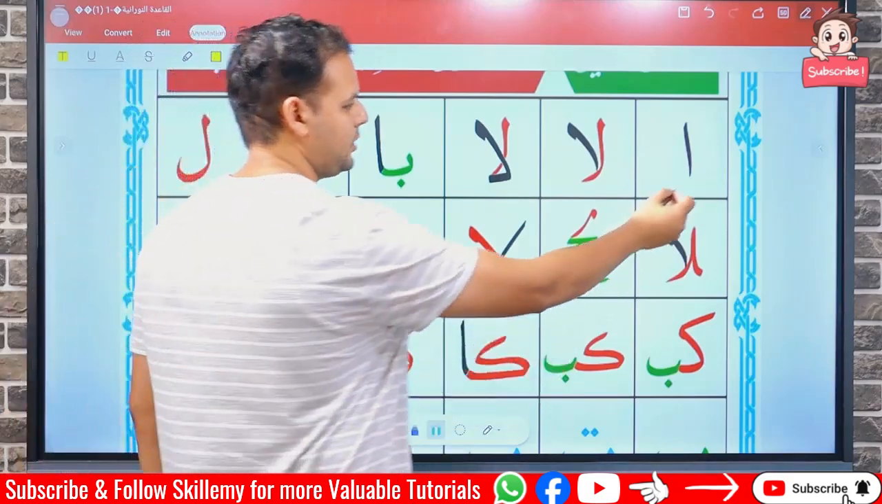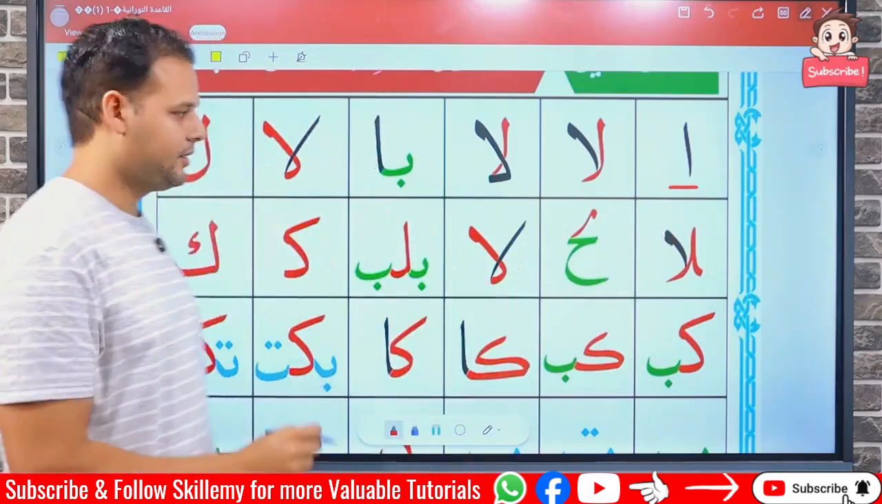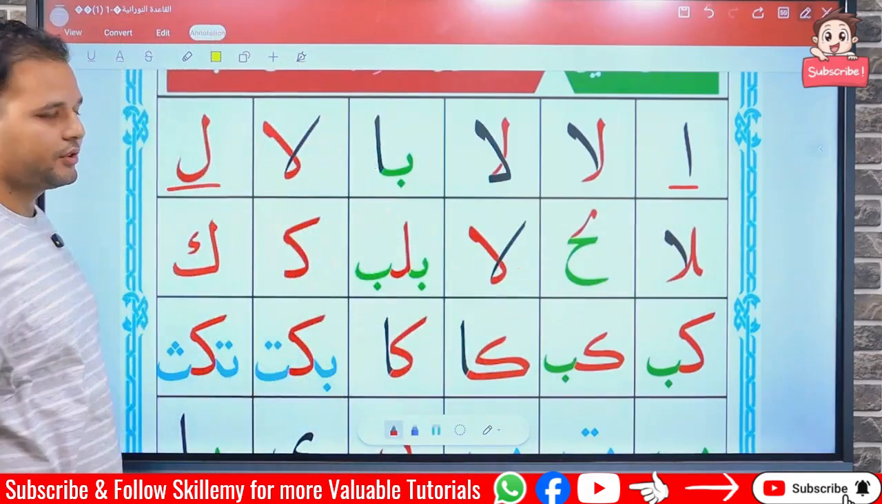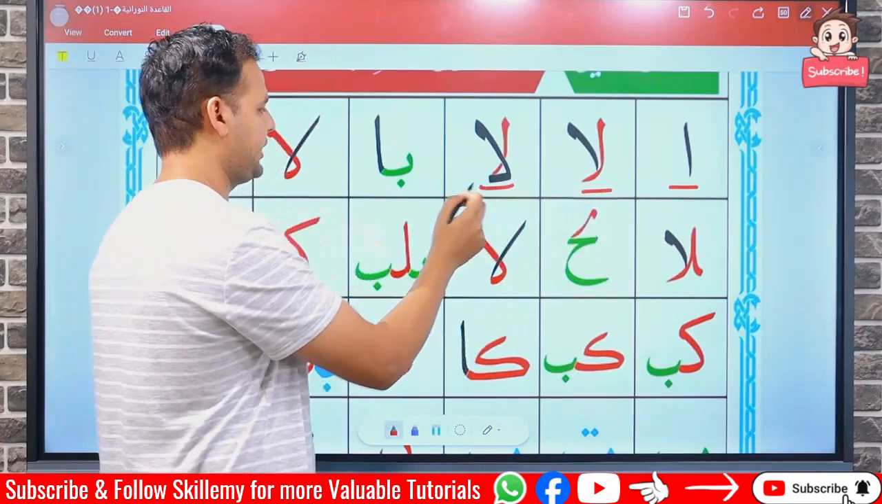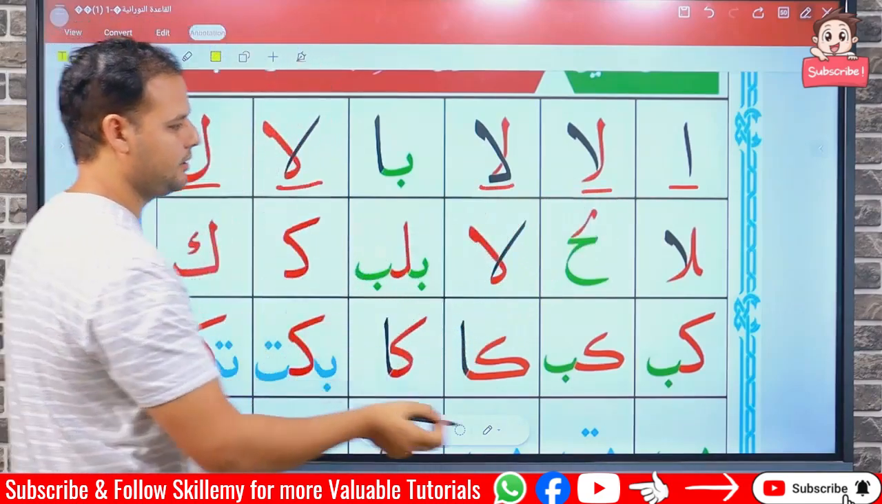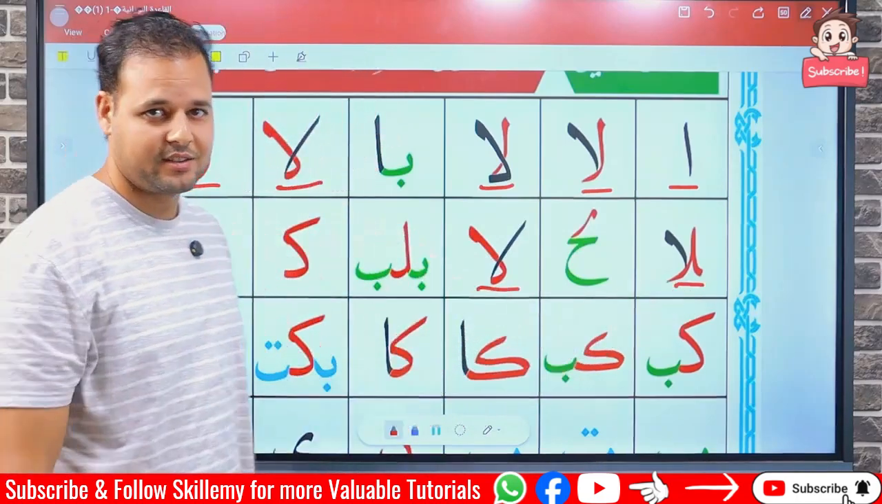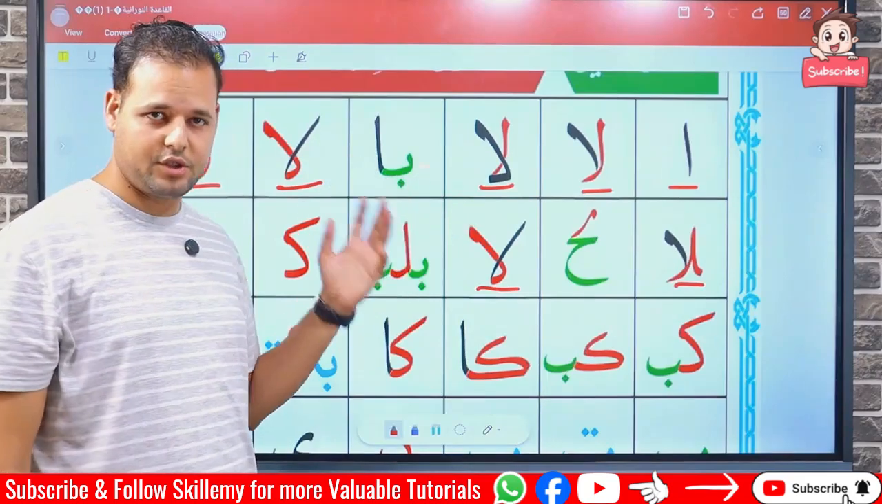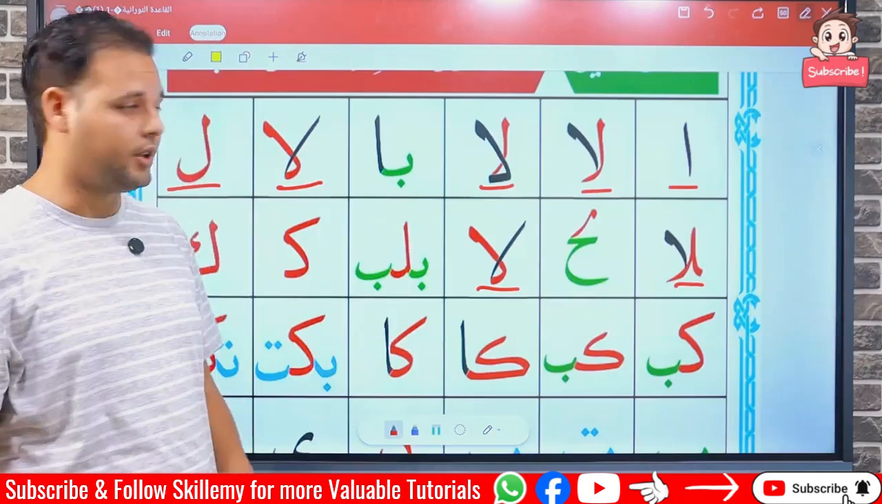So, for example, this right here is A, and this right here is La. Together, they come in this shape, which is La'a. La'a again. As you can see, it's the same letter, but different shapes. You will be able to recognize that later on, starting from today.